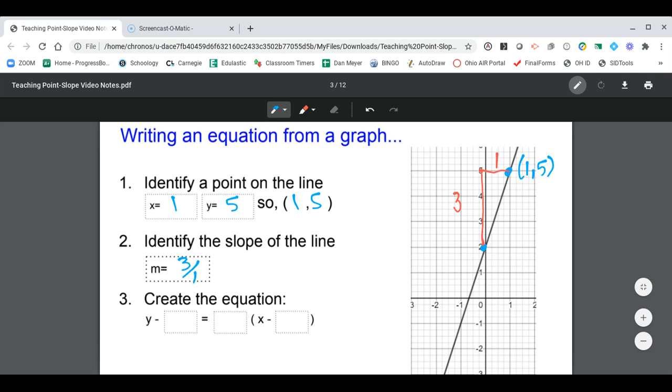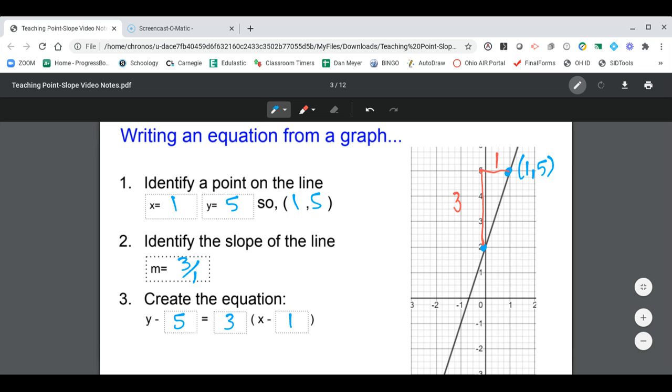Now we're going to create the equation. I've found everything I need. I found a point and I found a slope. So y minus your y-coordinate. How do I know which one goes there? The y-coordinate goes with the y and the x-coordinate goes with the x. So y minus my y-coordinate. My y-coordinate is 5, equals my slope goes next. So in this case, it's 3 over 1, or you could just write 3. Times the quantity x minus my x-coordinate, in this case 1.